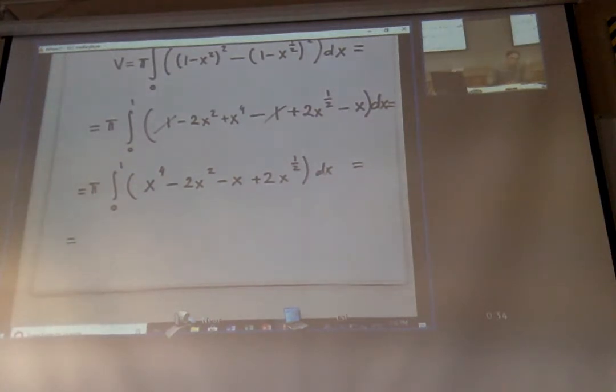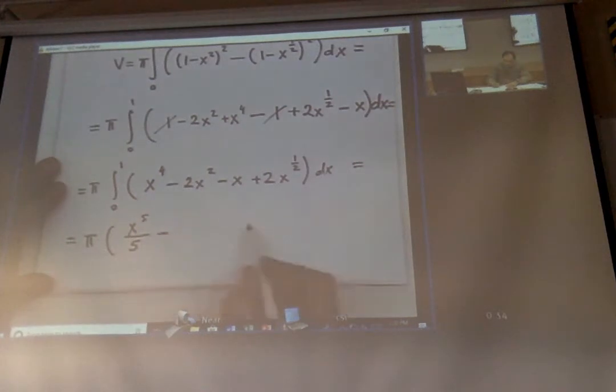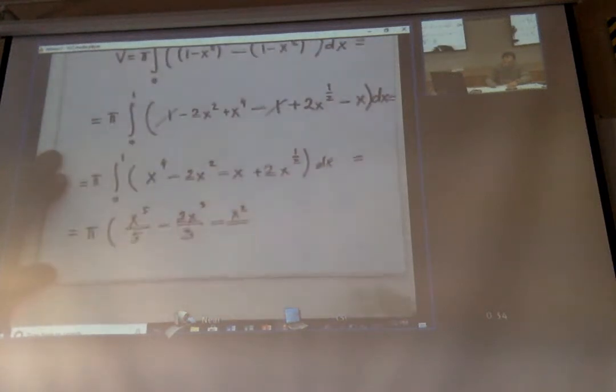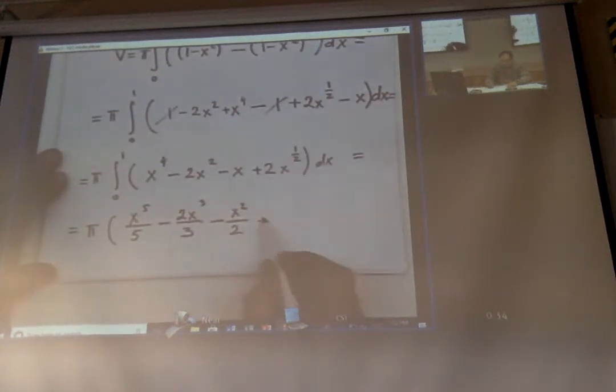Well, and the rest should be easy, right? To get the antiderivative, we get pi times x to the 5th over 5 minus 2x cubed over 3 minus x squared over 2 plus, and here what do we get? 4/3 x cubed.